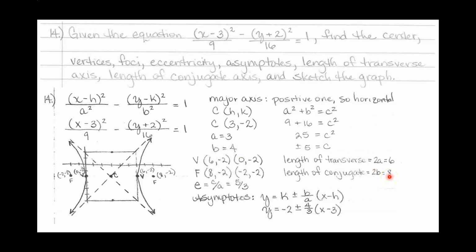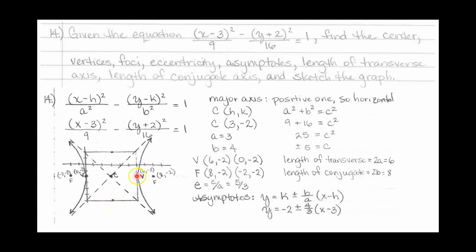And then last, they wanted our graph. So we have already found our center and our vertices. All right, so if we start at our center and we use our b value, b is the distance from the center to the end of the minor axis. So the distance from the center to the end of the minor axis is 4. So I'm going to start right here and go up 4 and go down 4.